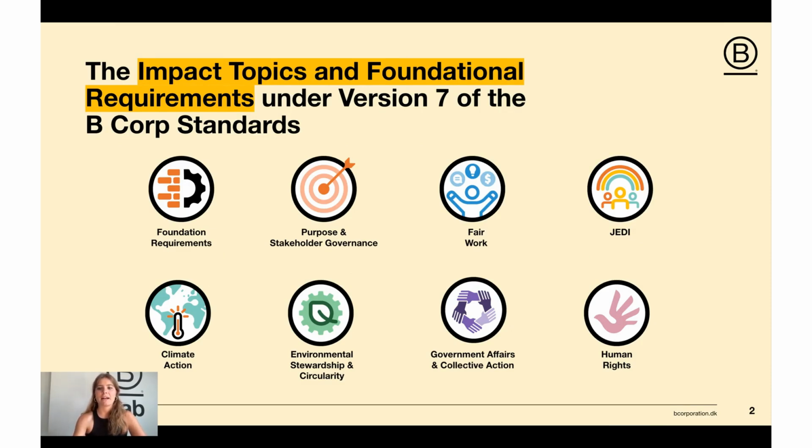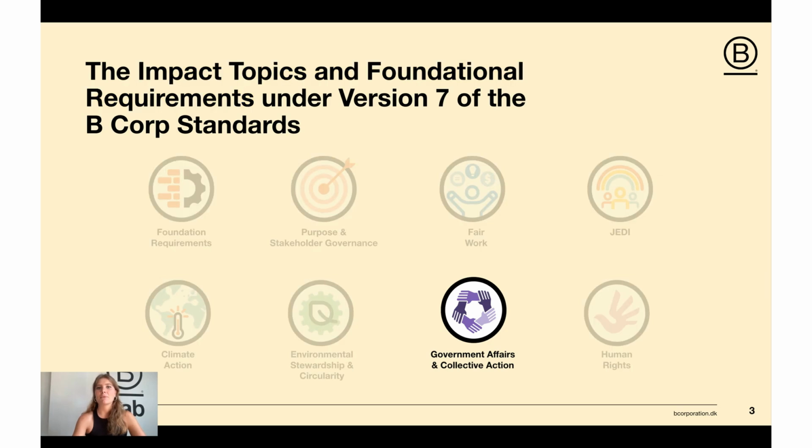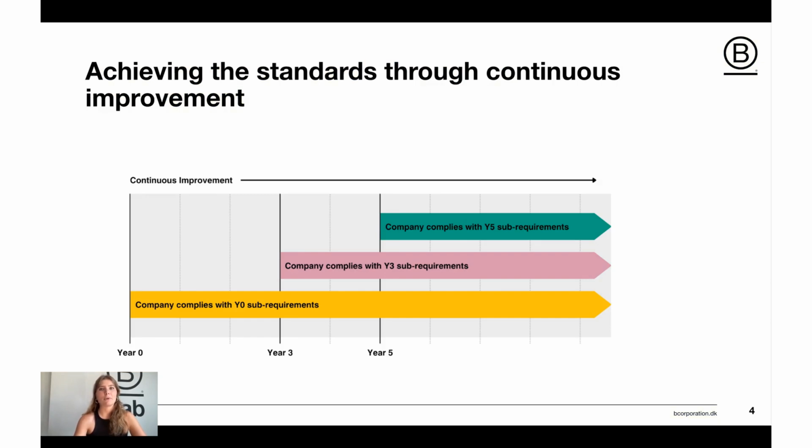So, the impact topic I guide you through today is government affairs and collective action, or in short, GACA. This is one of the 7 impact topics that a company must engage with to become or remain a certified B Corp. So, as you might know by now, the B Corp standards are all about encouraging ongoing impact. That's why the standards are built around continuous impact improvement.